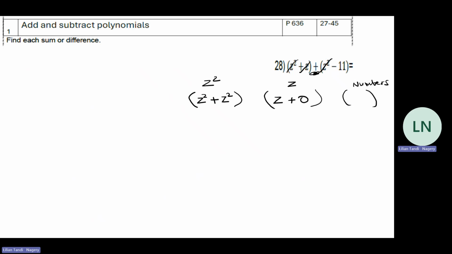Okay? I come here. Is there a number in the first bracket? No. What are we doing? We are adding. Is there a number in the second bracket? Yes. What is it? Negative 11. Then I add. If I don't see a number in front of my z squared, the number is 1. Okay? 1 plus 1 is 2z squared. And then z plus 0 will be z. And then 0 plus negative 11, this becomes negative, so this is minus 11. And I box my answer.